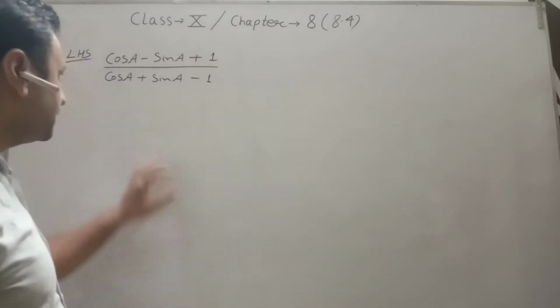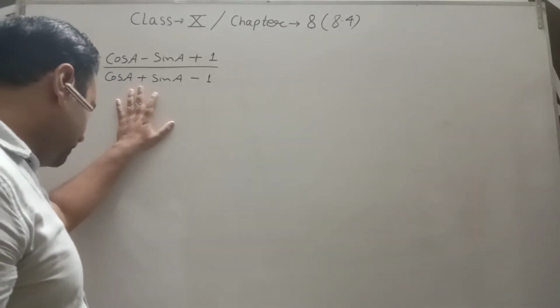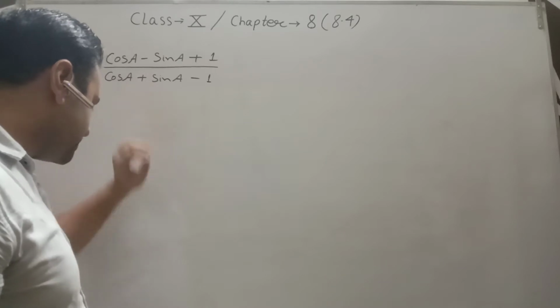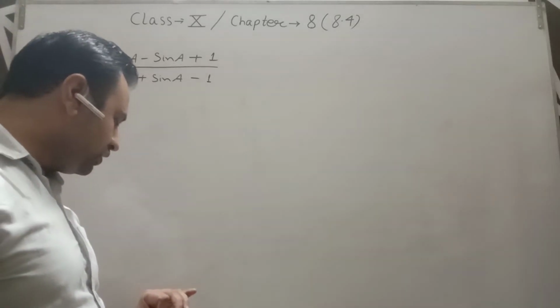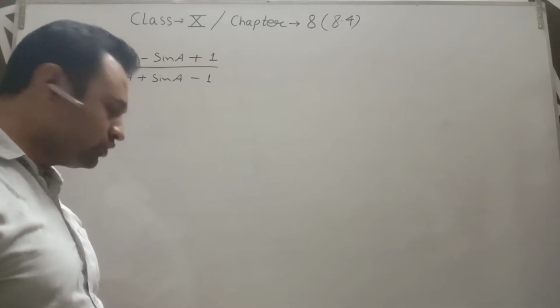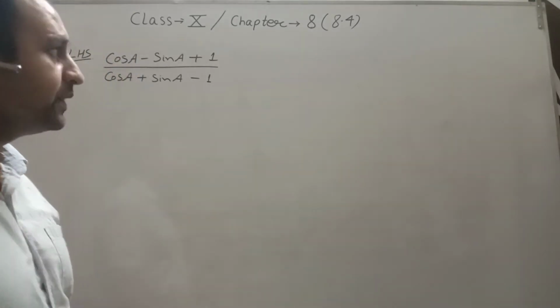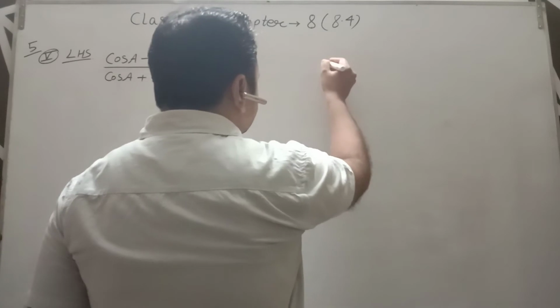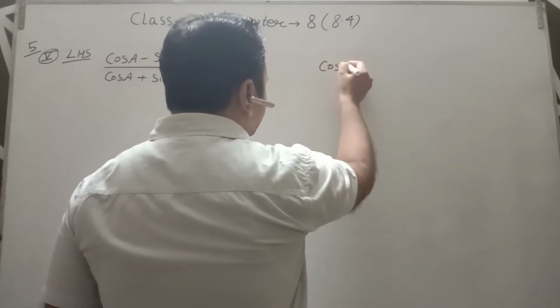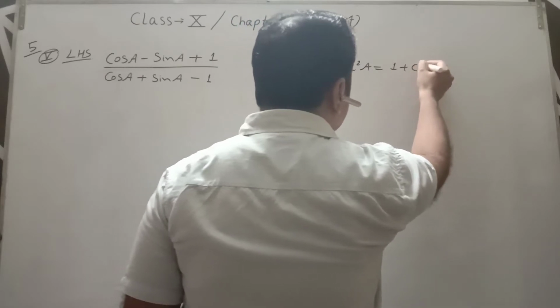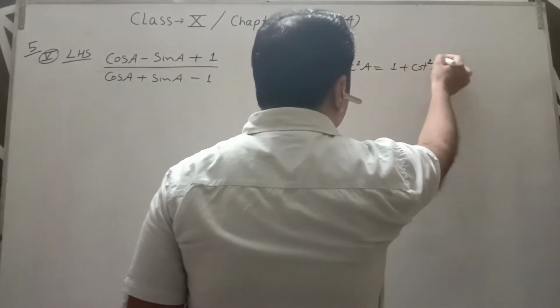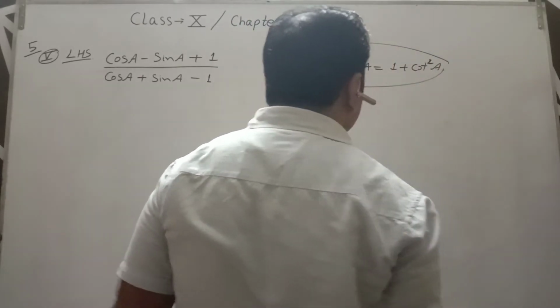In this question it is LHS and we have to prove is equal to cosec A plus cot A, and we have to use the identity cosec square A is equal to 1 plus cot square A. And in this question cosec square A is equal to 1 plus cot square A. It's compulsory.